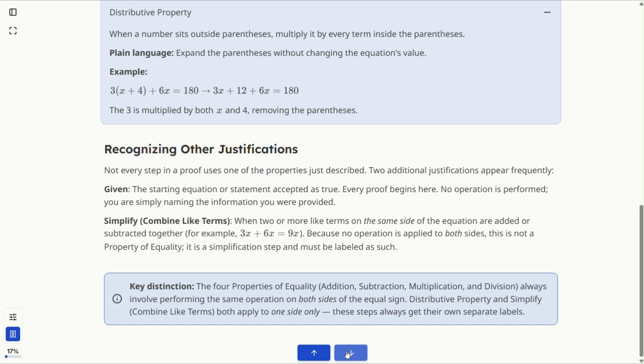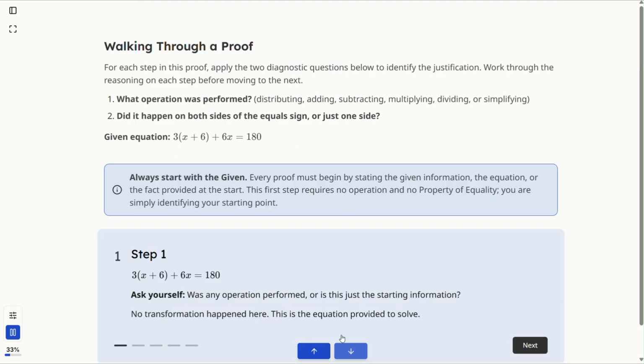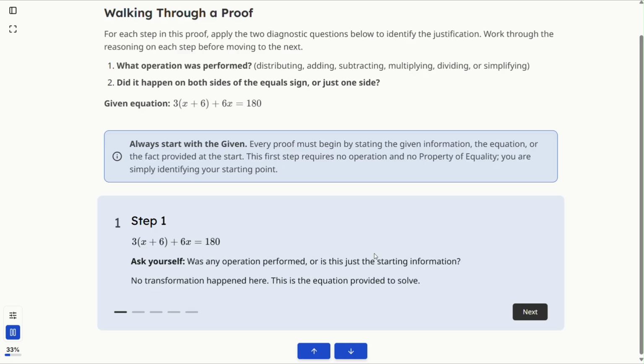Key distinction. The 4 properties of equality, addition, subtraction, multiplication, and division, always involve performing the same operation on both sides of the equal sign. Distributive property and simplify, combine like terms, both apply to one side only. These steps always get their own separate labels. Walking through a proof. For each step in this proof, apply the 2 diagnostic questions below to identify the justification. Work through the reasoning on each step before moving to the next. What operation was performed? Distributing, adding, subtracting, multiplying, dividing, or simplifying? Did it happen on both sides of the equals sign or just one side?